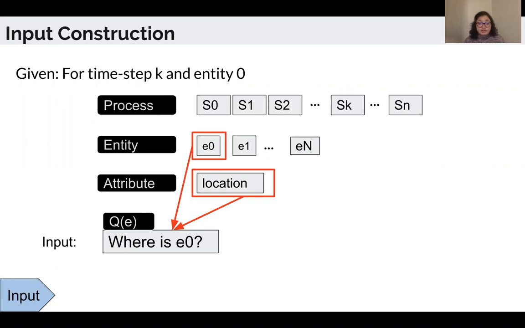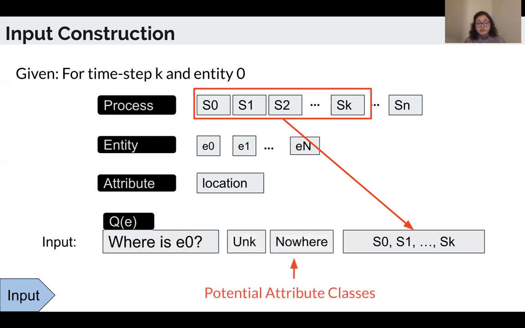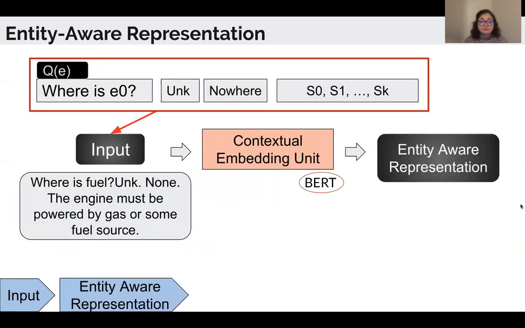The query is about the entity and attribute. If the attribute is location, we can ask where is the entity. Also, if we want to ask up to time point k, we truncate the process up to time point k and only include those sentences. We also include notations of predefined classes to have potential attribute classes present as the span of text.